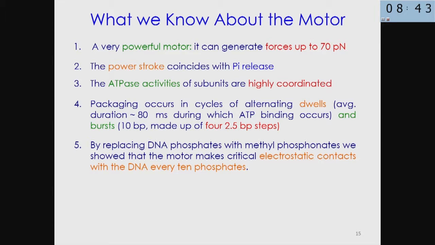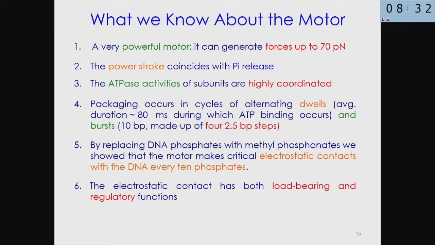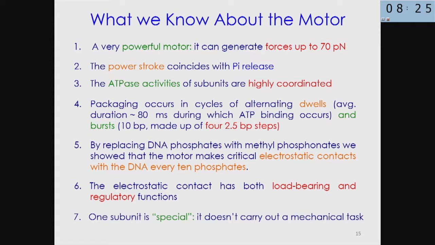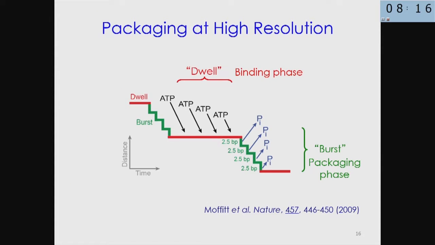That's the detail: by essentially eliminating the electric charge from the DNA locally, we confused the motor tremendously, because the motor needs to make that electrostatic contact with the phosphate every 10 base pairs. And that contact seems to be important both for holding onto the DNA, but also for regulatory functions. And what I just told you, one subunit is special in the sense that it doesn't work and must do something else.